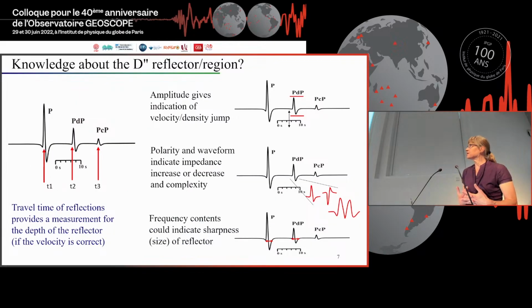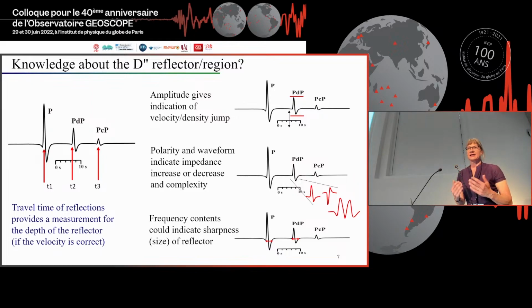What we usually do is we use the travel times between either the PcP and the PdP wave, or ScS and SdS wave, or the travel time between the P and the PdP, or S and SdS wave, to determine the depth of the reflector. But we can also use the amplitude of this reflection, which gives you an indication of the velocity contrast across the reflector, of course. Then you can look at polarity information of this reflection, and also waveform. The polarity tells you something about whether it's a velocity increase or a velocity decrease, whereas a complexity may be some sort of layering, for example.